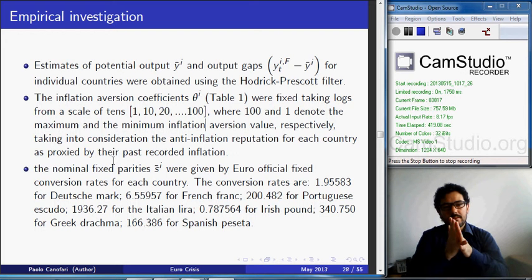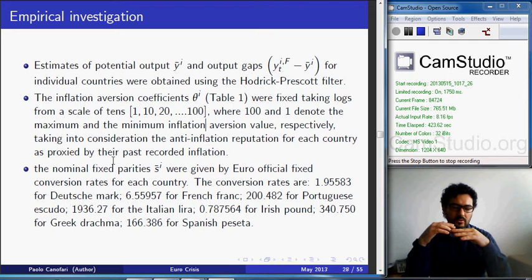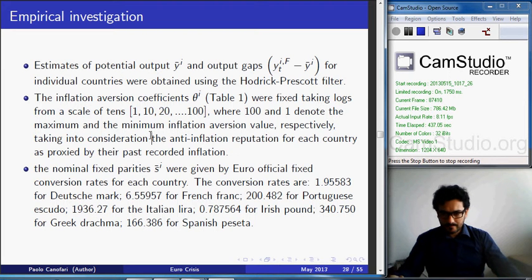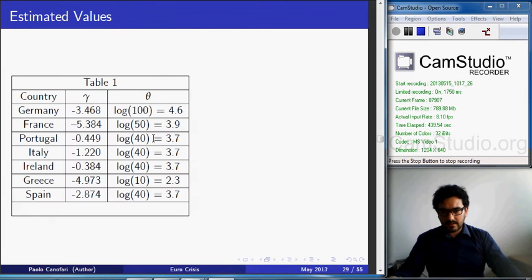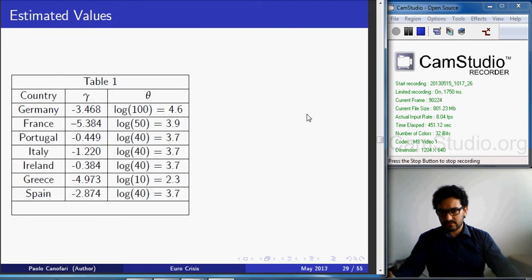Then we need some estimate of the output gap. We use the Hodrick-Prescott filter in order to have an idea of the output target of the government, but using, for instance, estimates from the International Monetary Fund, we get similar results. And so we can read this table in which we have the coefficient gamma of the elasticity of net exports with respect to the real effective exchange rate and the inflation aversion coefficient.